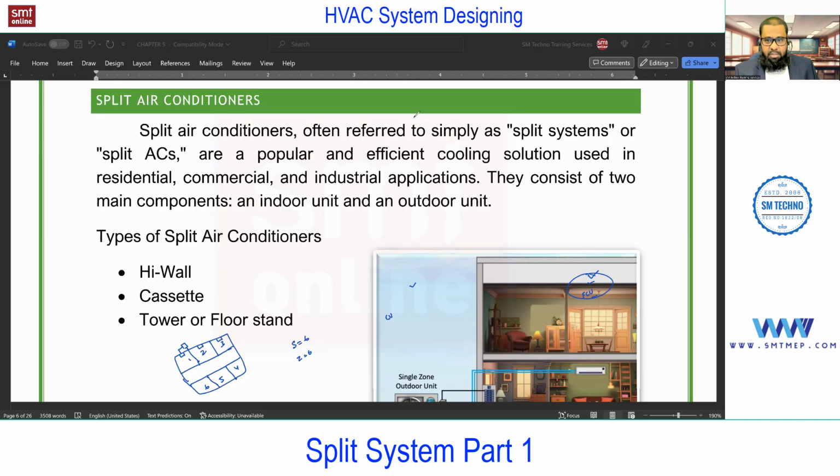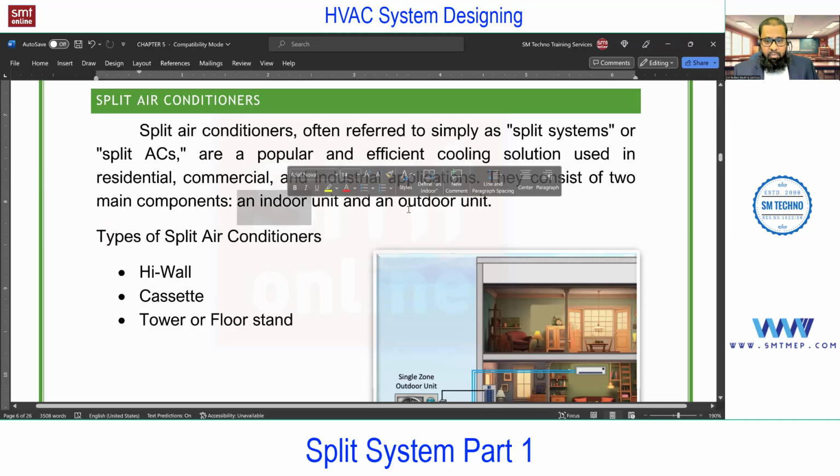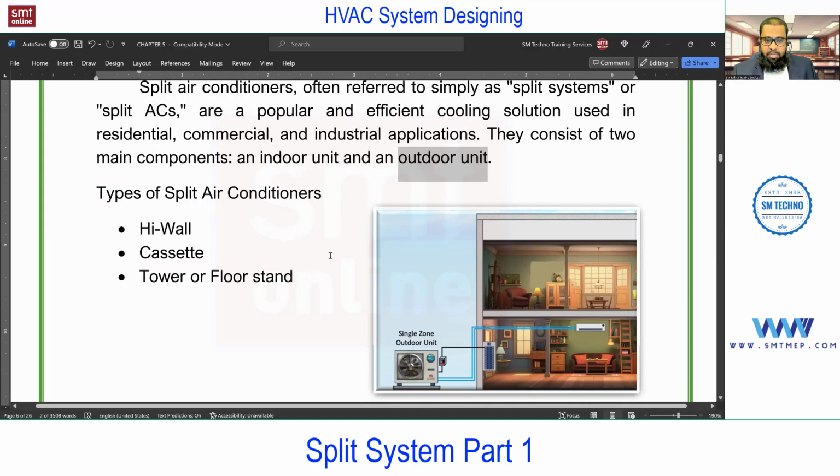Don't worry. At this level, let's see the different types of split. The major point: the split consists of an indoor and an outdoor unit. Compared with the window unit, remember the 4 major components we discussed in the vapor compression cycle; the same are used in the window unit. In split also, you'll find the same major components.